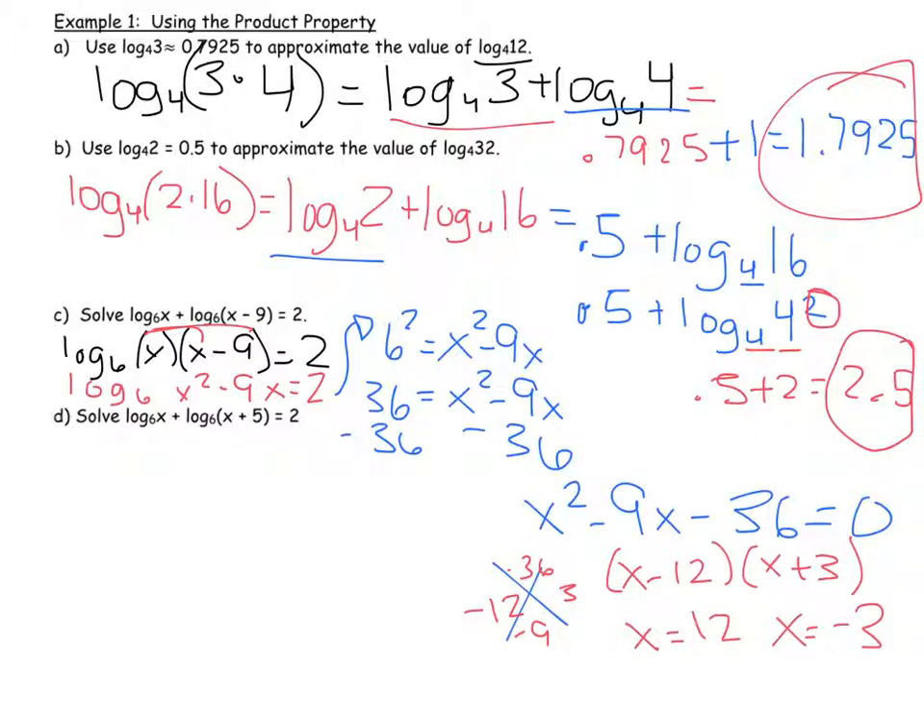And we will need to check these answers since there's 2 of them. So since we got 2, we're going to plug them back in. When we're talking about the -3, we're going to end up with log 6 of -3 and log 6 of -12, and those are going to be undefined. So x equals -3 is actually not a solution. It's extraneous. So our only answer here is x equals 12. And I'm actually not going to go through example D because it's the exact same as example C. So you can try that on your own if you need some extra practice.